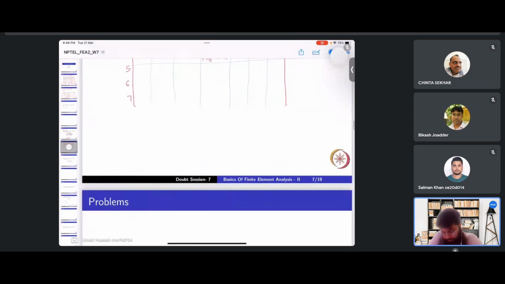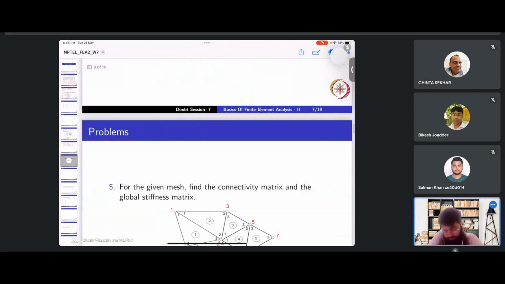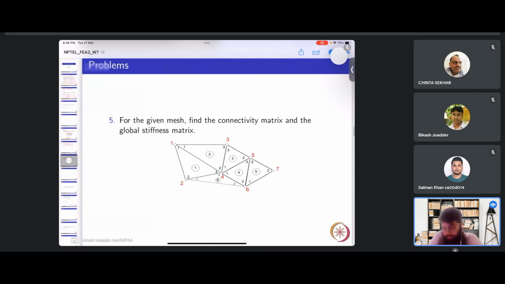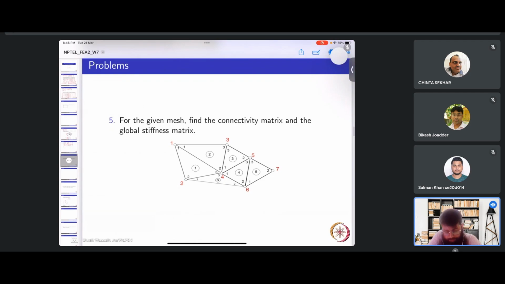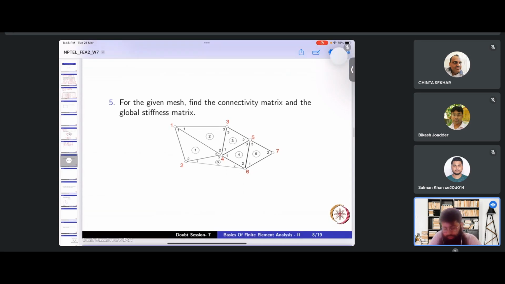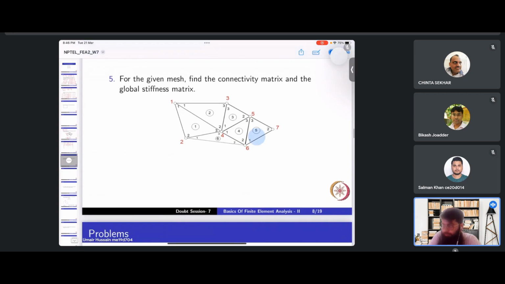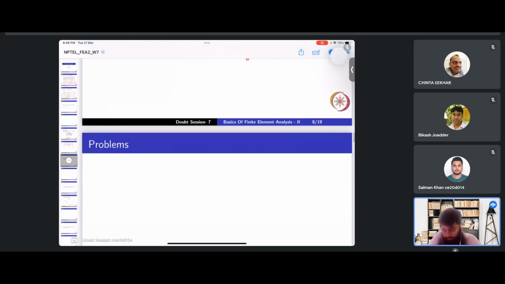Okay, so we can move on to the next problem. Similar to the previous problem, there was one more problem given in the assignment. There was another, similar mesh that had multiple triangular elements, and again we have to find the connectivity matrix and assemble the global stiffness matrix. I think the procedure is the same. I think we've done it quite a few times now. We'll take a look at it later if we have time. We can move on to the next problem, or if you want to discuss this now, you can tell me.